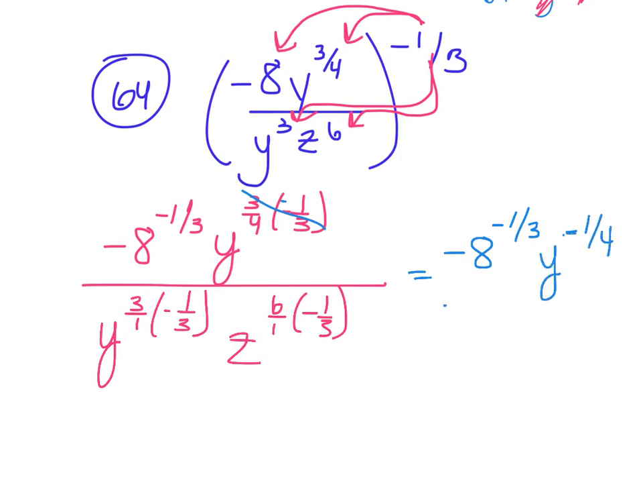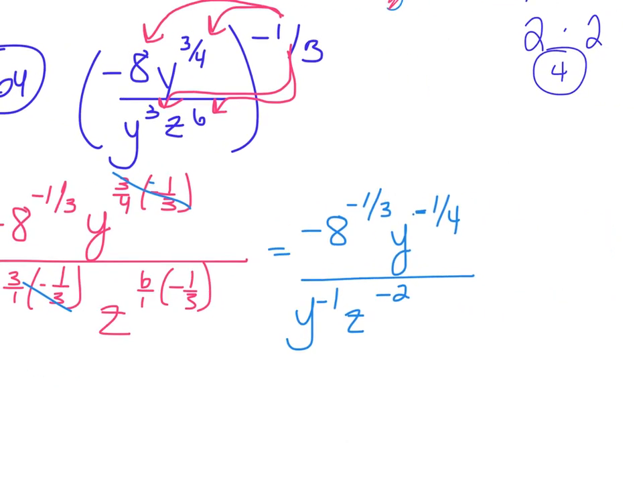Yes? No? Maybe? Okay, and then on the bottom, what happens to the 3 over 1 and the negative 1 over 3? That cancels, so I'm left with y to the negative 1. And then what about z? Negative 2, because 6 divided by negative 3 is negative 2. Okay?